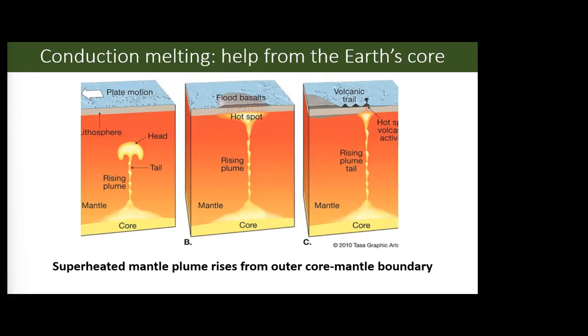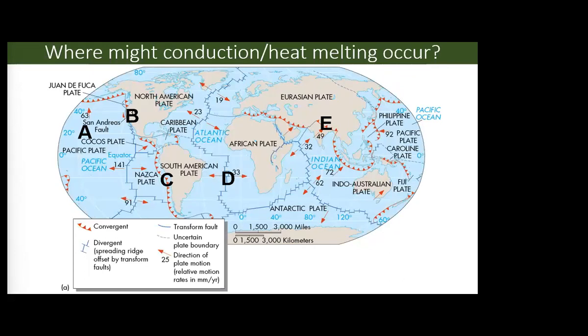So they're pretty crazy. All right, so where on earth are we going to get conduction or heat melting? Just shout it out. A, right? A is Hawaii. It's the center of the plate. It's not at a plate boundary. So that's where we're going to get our hotspot volcanism. That's where we're going to get conduction and heat melting to form magma.